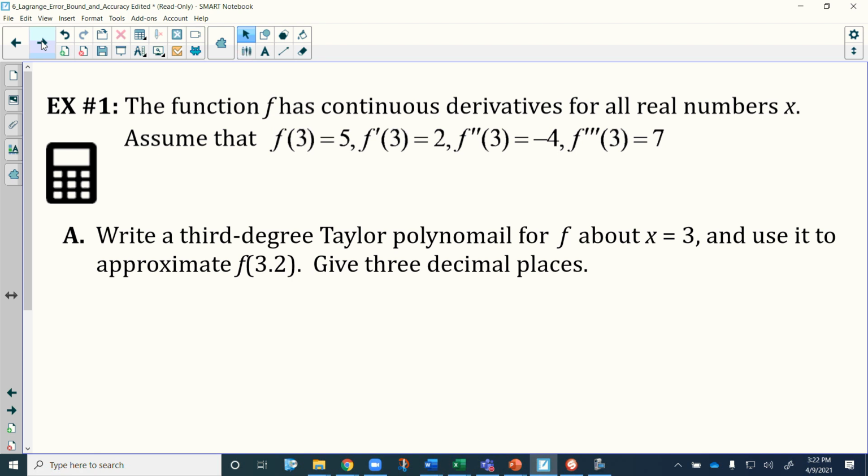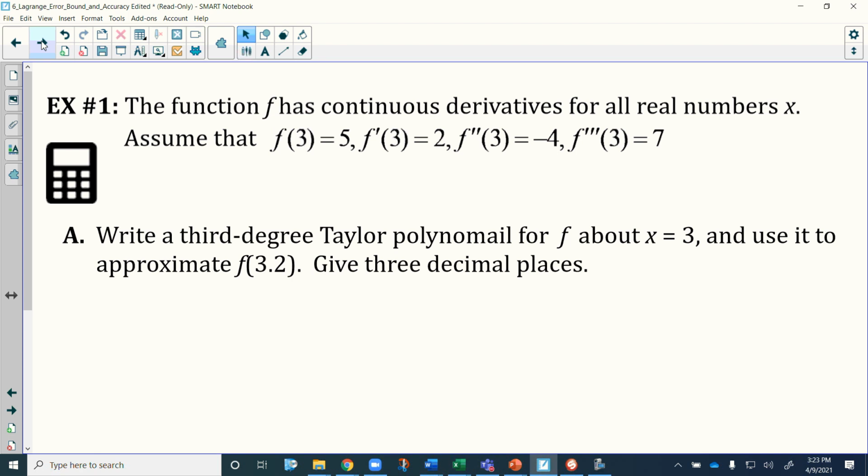In this case, the function f has continuous derivatives for all real numbers x, and it's telling us to assume f of 3 is equal to 5, f prime of 3 equals 2, the second derivative at 3 is equal to negative 4, and the third derivative of f at 3 is equal to 7. It's asking us to write a third degree Taylor polynomial for f about the center x equals 3, and use it to approximate f of 3.2, rounding your answer to 3 decimal places.